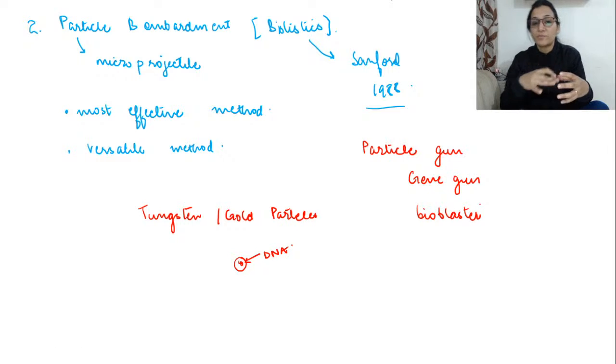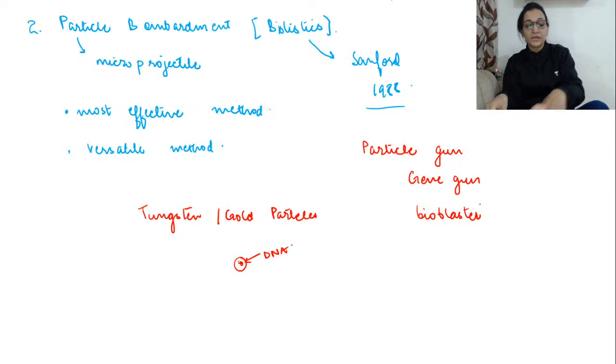pushed downwards by rupturing the disc, and the stopping plate will not allow the movement of the macro carrier, while the micro carrier will be propelled inside the cell at high speed, and the DNA segments will be released and enter the plant cell and are going to integrate with the genome. This is the way the particle bombardment process is performed.